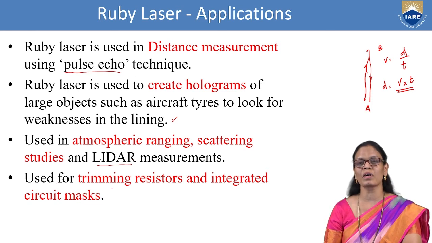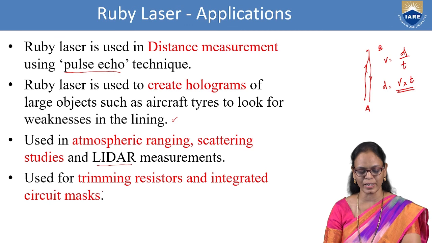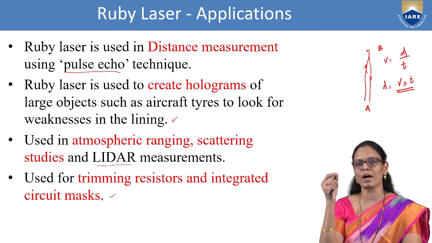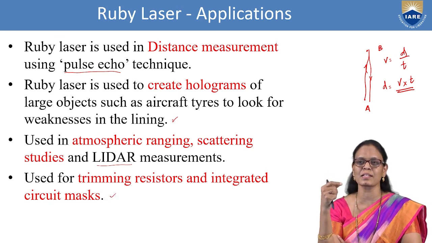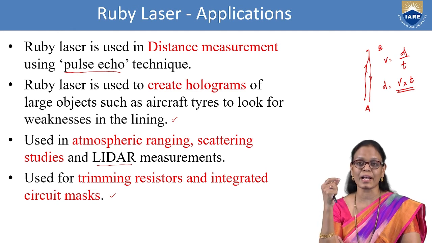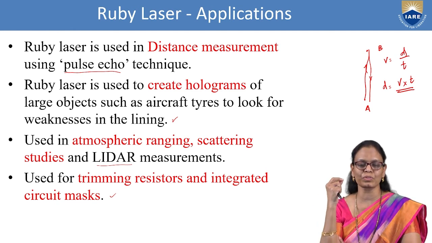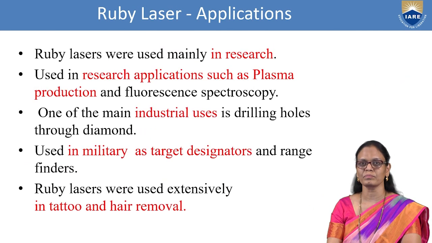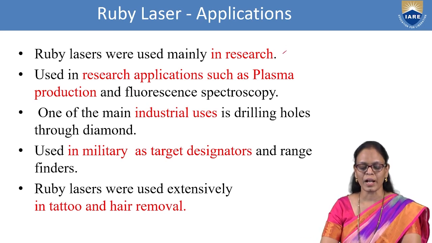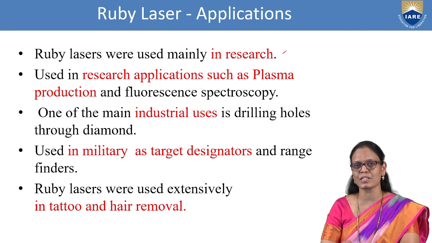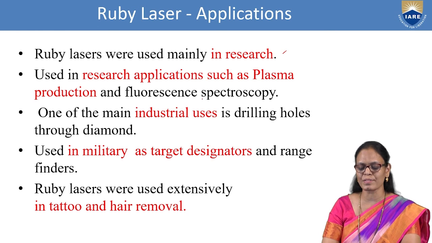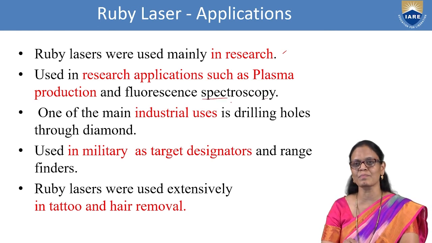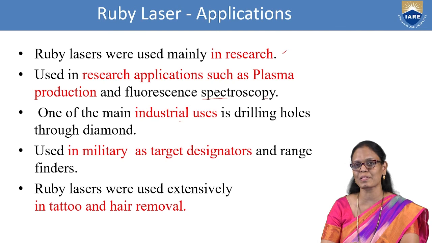It is also used for trimming resistors and integrated circuit masks. Wherever you have to trim resistors, when we are using resistances in circuits, or we use ICs, there also when we trim them, we can use this ruby laser. They are also used in research applications such as plasma production and fluorescence spectroscopy. Spectroscopy is generally used to study the structure of atoms, so it is also used for scientific purposes.